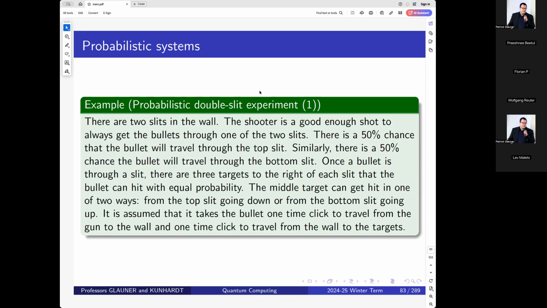What we will do is, we will have an experiment with two slits in a wall. And there's a shooter that is good enough that the bullet always goes through one of the slits. There is a 50% chance the bullet will travel through the top slit, and a 50% chance the bullet will go through the bottom slit. And once the bullet is through a slit, there are 3 targets to the right of each slit where the bullet can go with equal probability.